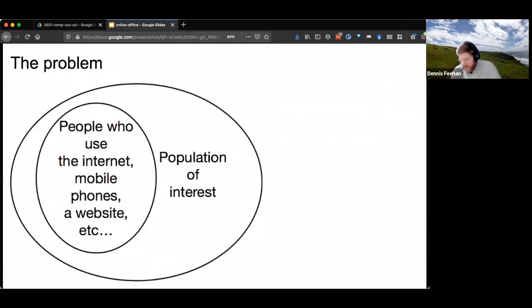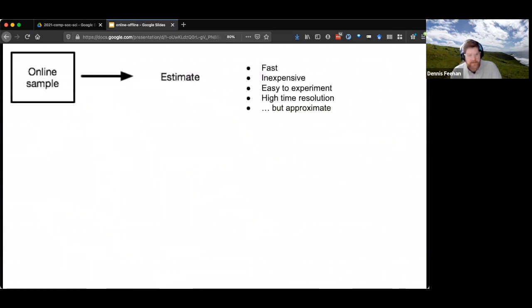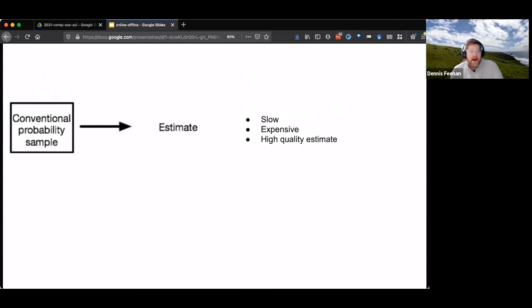And then more generally, if we think about the big picture problem that I started motivating the talk with, what I showed you today is we started with an online sample and we produced an estimate that was fast, inexpensive, high time resolution in the sense that we got information about the day before the interview. And because it was conducted online, it's very easy to build experiments into this type of study. Let's think for a second about how that compares to a conventional probability sample.